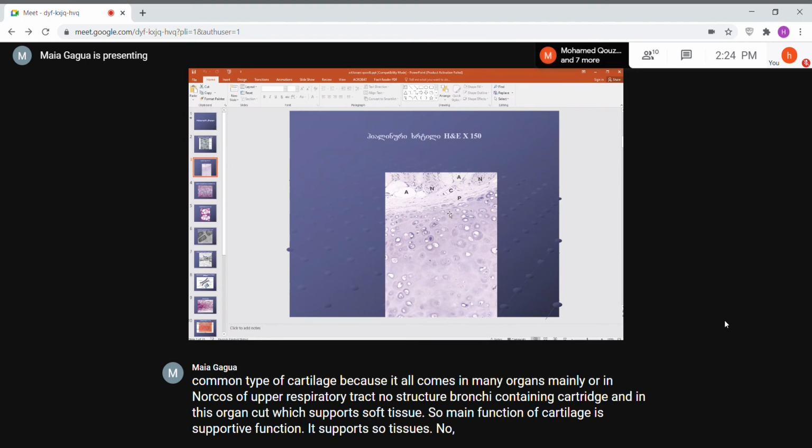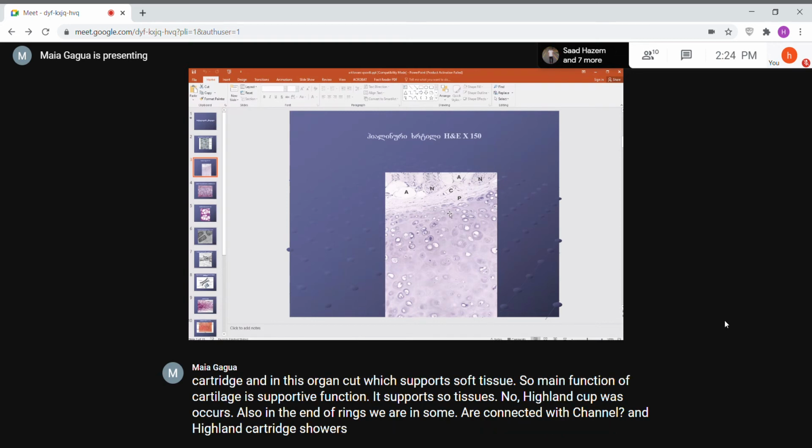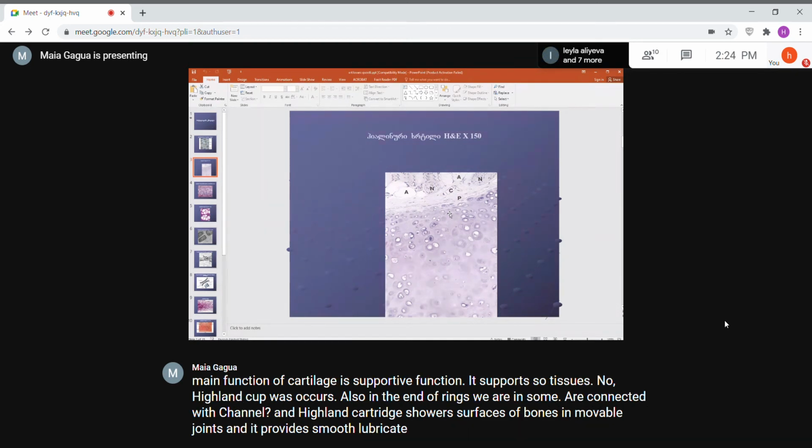Hyaline cartilage occurs also in the ends of ribs, where ribs are connected with sternum. And hyaline cartilage covers surfaces of bones in movable joints, and it provides smooth, lubricated surfaces and facilitates movement of bones.